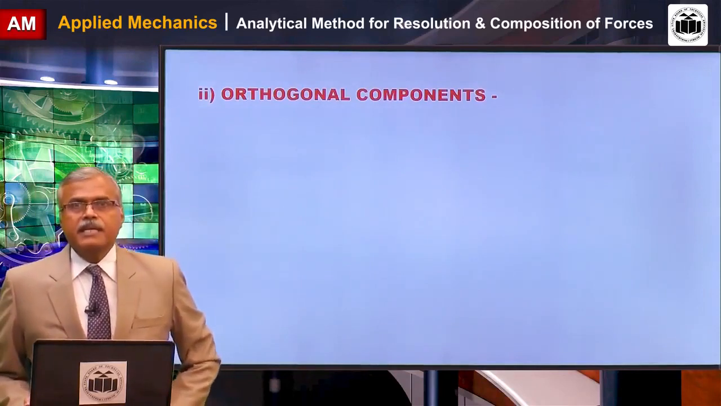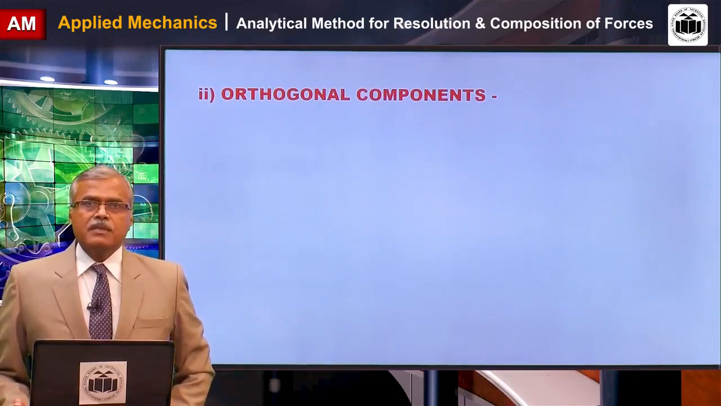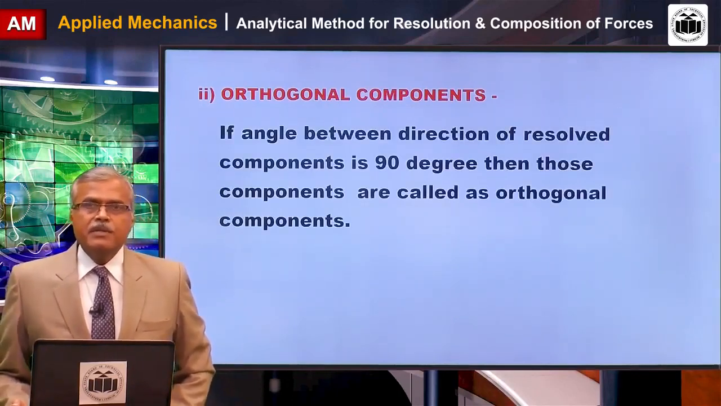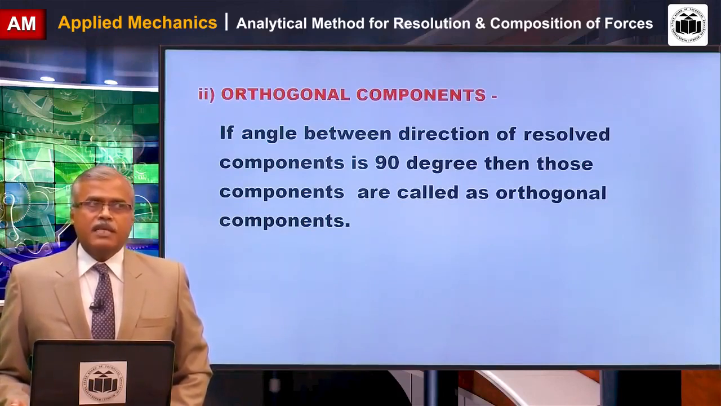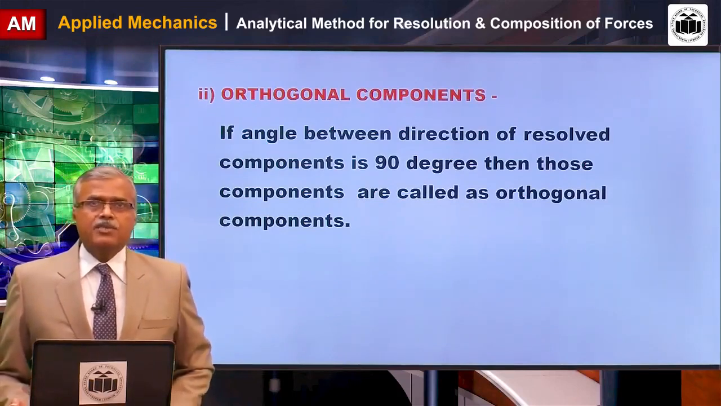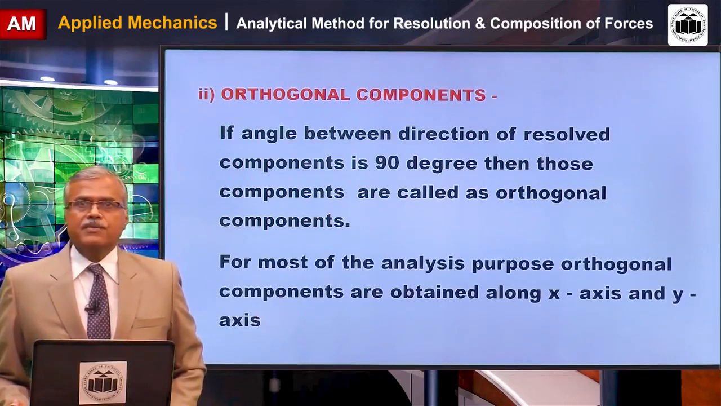Then the next classification of components is orthogonal components. Orthogonal components means that the angle between the two components is 90 degrees. The orthogonal components are required in analysis of structures. So in every analysis, the components are orthogonal components along the x and y axes.